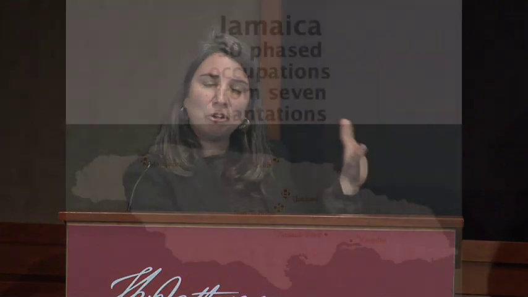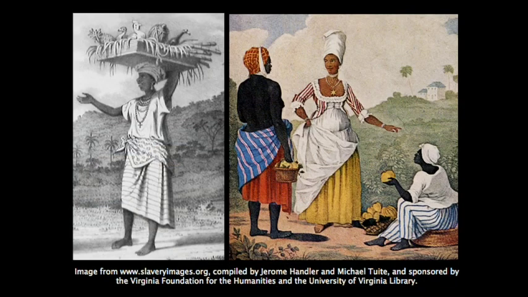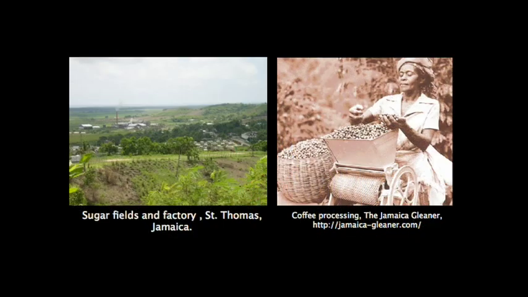Now let's compare this to what we see in Jamaica. We're going to look at data from 30 phased occupations from 7 plantations across the island. On Jamaica, markets were legal and enslaved individuals were active participants. There are lots and lots of travelers' accounts that describe these active markets on Sundays. And provision grounds were provided for enslaved laborers on which to grow their own crops. Many of those excess crops were then sold at market.